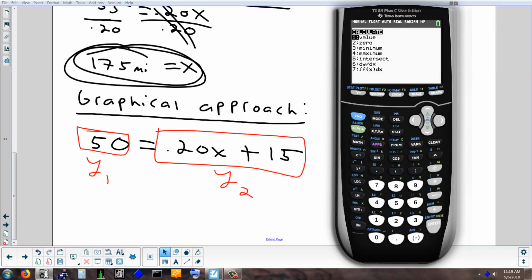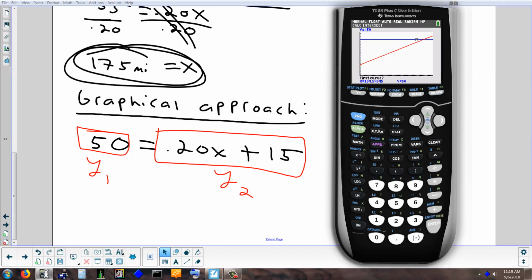And if we're trying to figure out where they cross, which one of these options do you think we're going to use? Intersect. So it's the fifth option down. You can use the arrows or just press 5. Now, anytime you want to find an intersect, you have to tell the calculator what two things you want to find an intersect for.